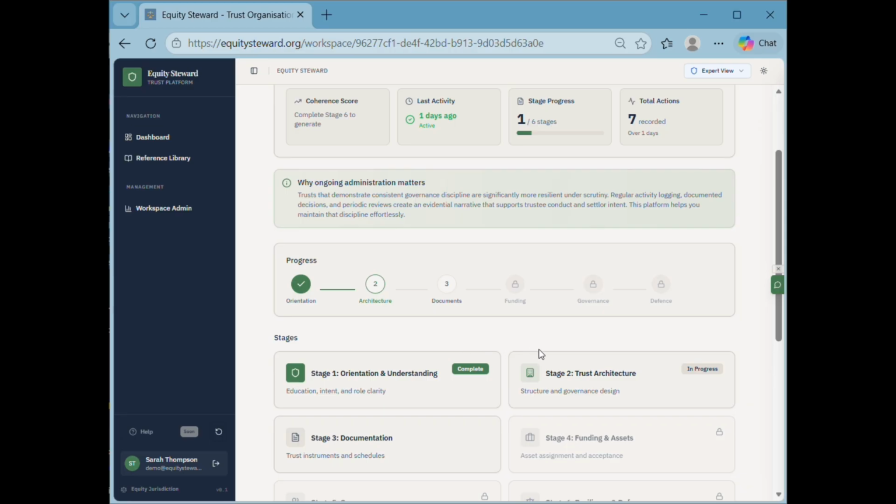In this video, we will look at how the Equity Steward framework defines that architecture, how roles, powers, and structural relationships are recorded so that the trust remains intelligible and governable across years and potentially across generations. This is what we refer to as trust architecture.